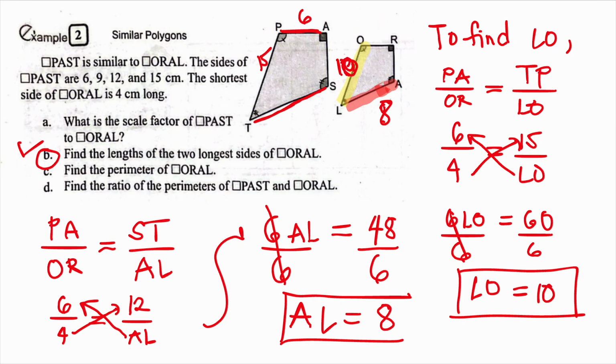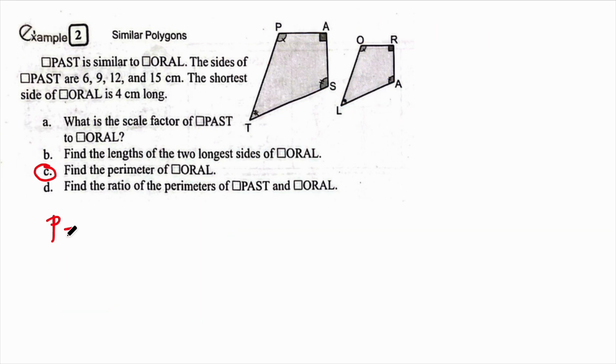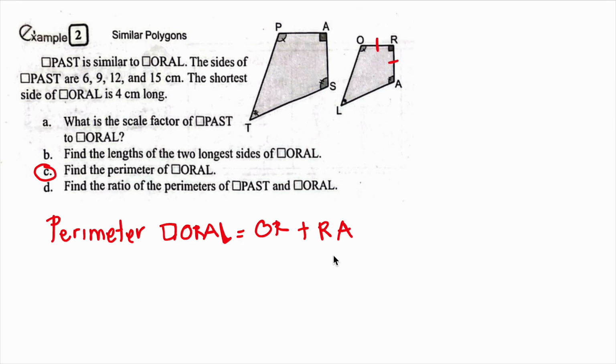So, when we say perimeter, the perimeter of the parallelogram oral is equal to OR plus RA, okay, OR plus RA plus AL, this one, and that is also, we have to add LO, okay? So, we have to take note that there are different sizes, baka malito kayo.